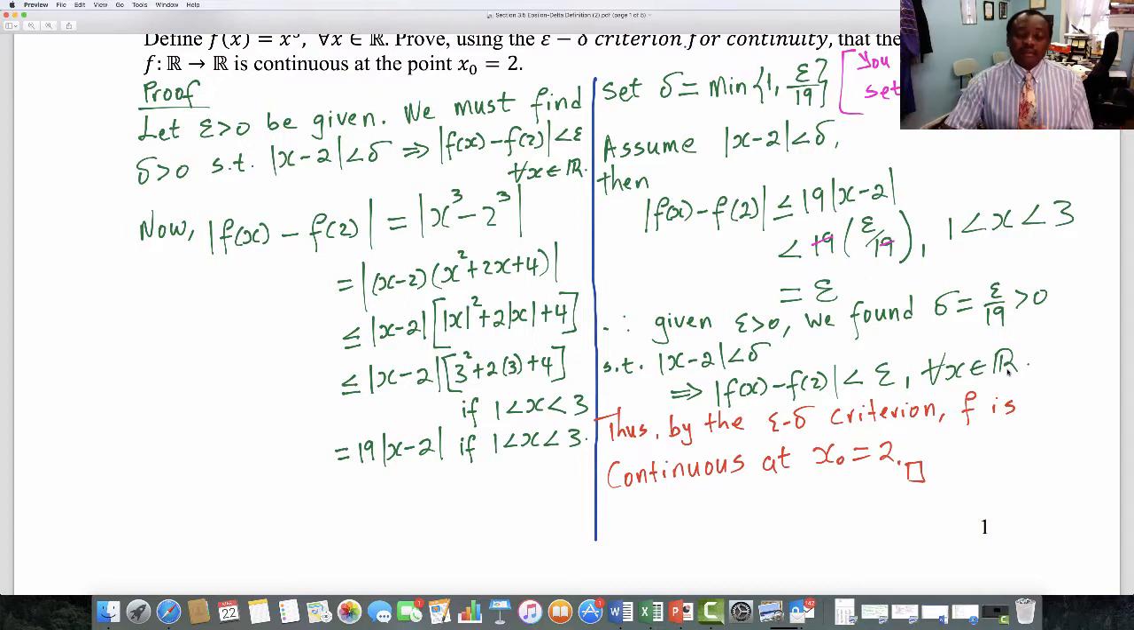As a matter of fact, polynomial functions are continuous on R. So if I give you another example, say f of x equals 3x to the 5 plus 8x squared plus 9, and I want you to verify that f is continuous at the point 3, I expect you to use a very similar argument to come up with the conclusion. So that is the first level of application of the Epsilon-Delta Criterion for continuity at the point x naught.